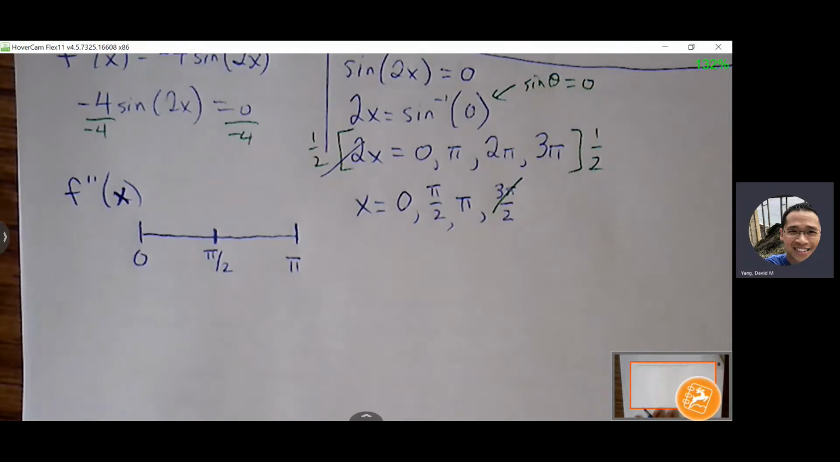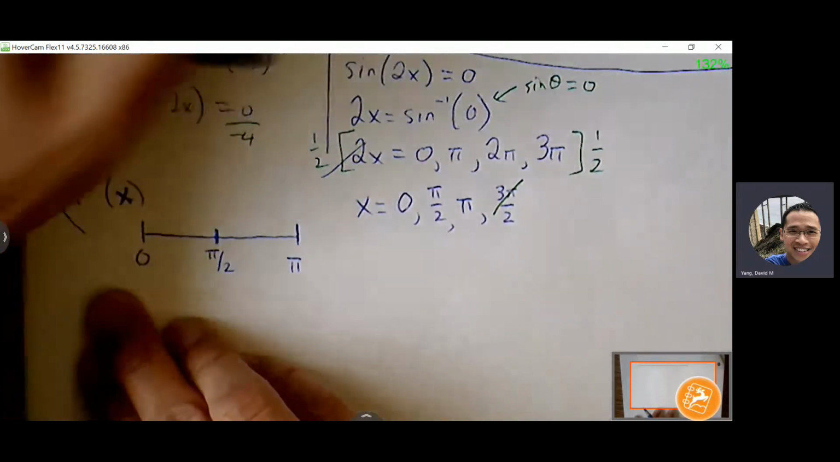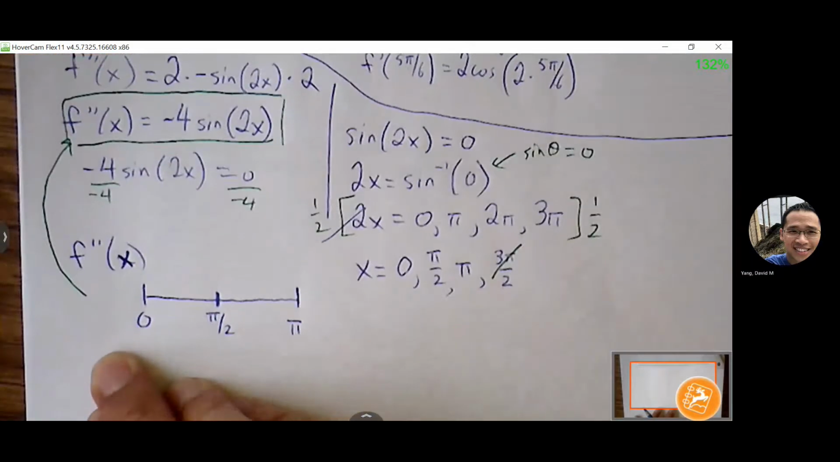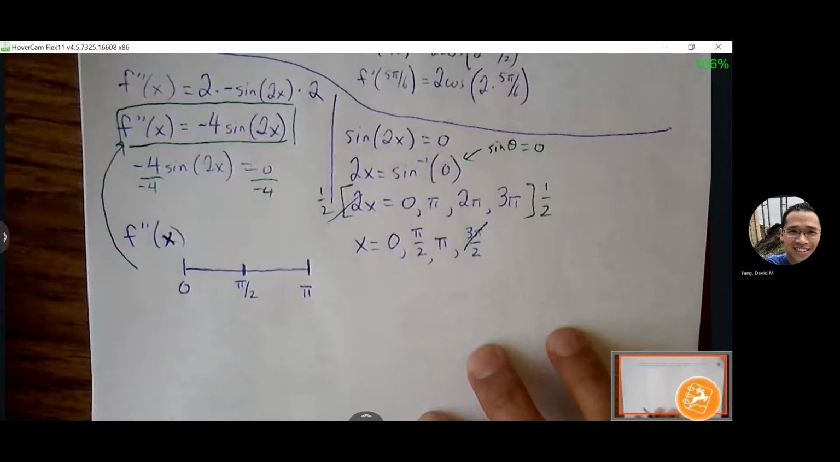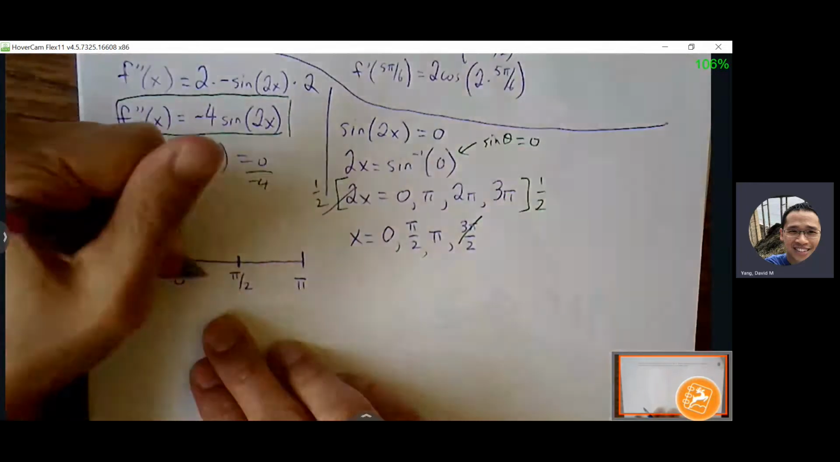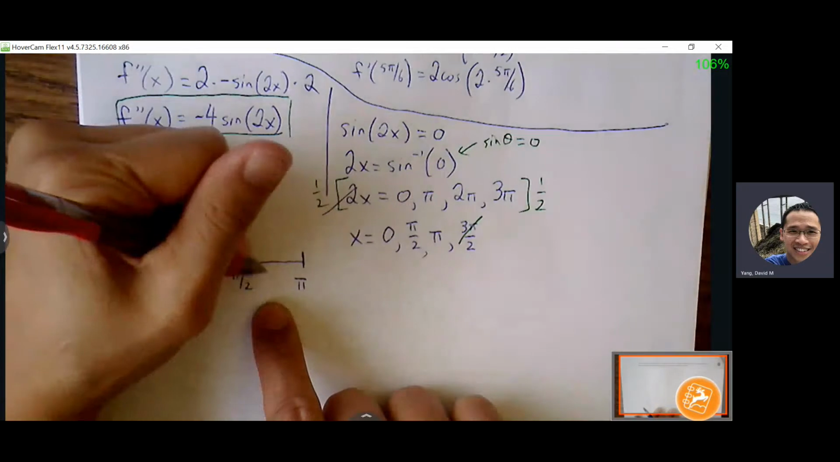But these are duplicates. These are endpoints, so we're going to put this onto our sign line. Okay, let's choose values in each subinterval to test against the second derivative function. So convenient value between 0 and pi over 2, I'll choose pi over 4. Between pi over 2 and pi, I'll choose 3 pi over 4.